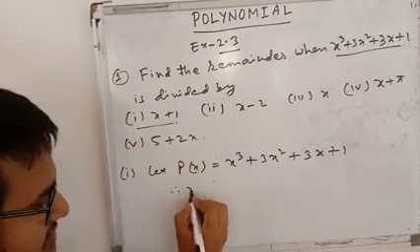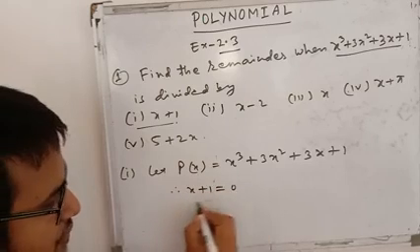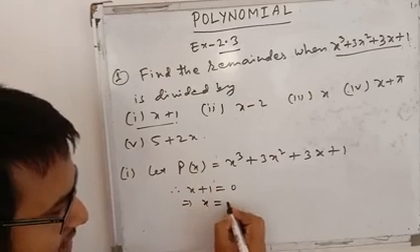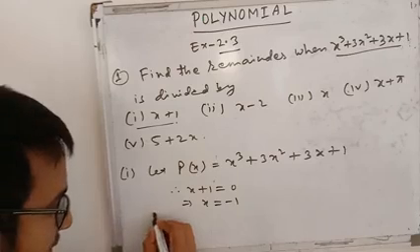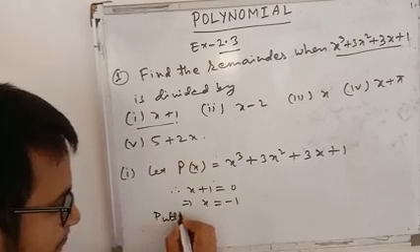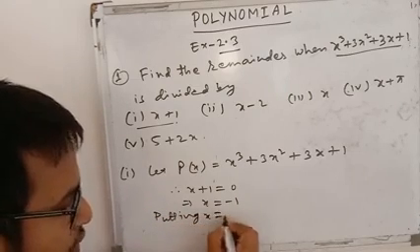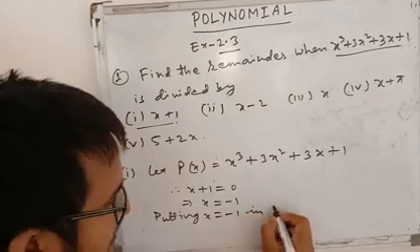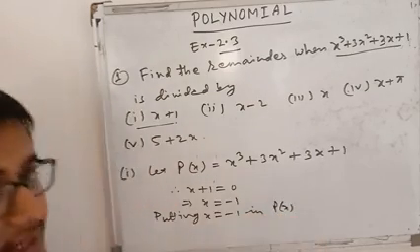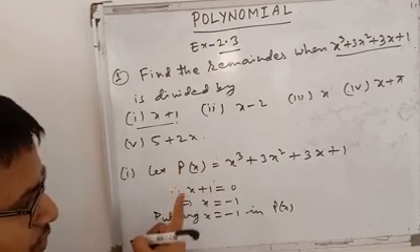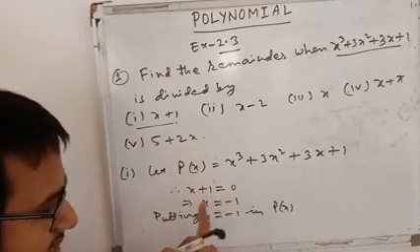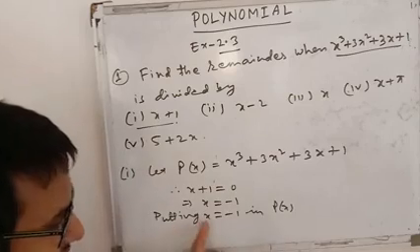Now you do like this: x plus 1 is equal to 0, then what is the value of x? Minus 1. Okay, then putting x equals minus 1 in p of x, and then we will get the remainder. So now you replace all these x by minus 1, because we are putting x equals minus 1.